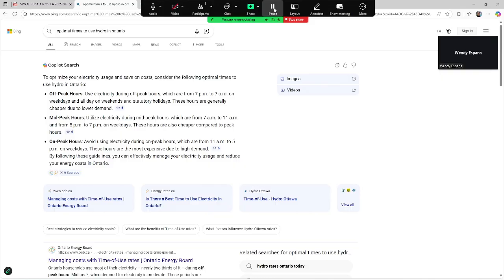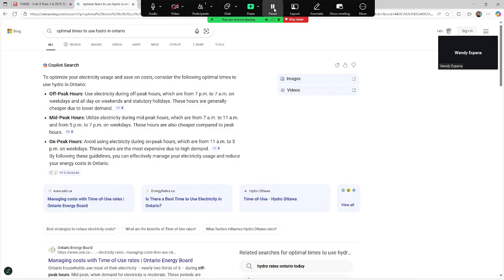Okay, so to optimize electricity usage and save on costs, here are the optimal times to use hydro in Ontario. Off-peak hours. These hours are generally cheaper because fewer people are using electricity at that time of day. So the cost is cheaper because there's less demand for the electricity. Those hours are 7 p.m. at night to 7 a.m. on weekdays, all day on weekends, and statutory holidays.